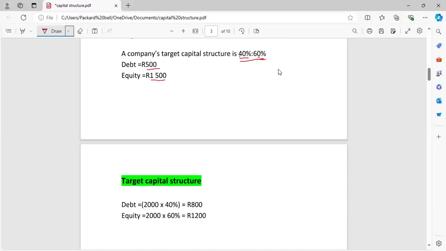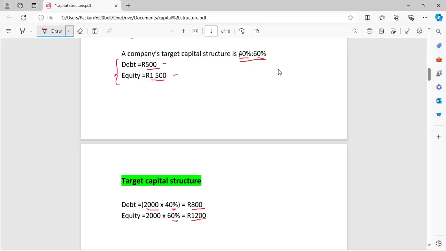So when the question requires you to determine the target capital structure, which means you are no more going to use this. You are now going to share based on here, which means you are now going to have a total which is 2,000. Then debt is going to be 40%, so you give it 800. Equity is going to be 60%, then you give it 1,200.